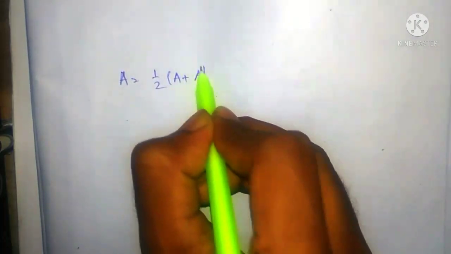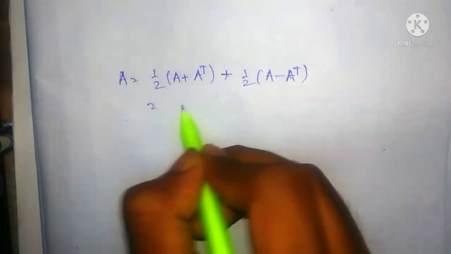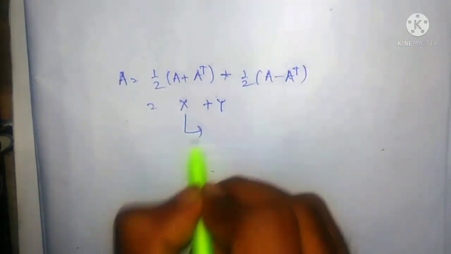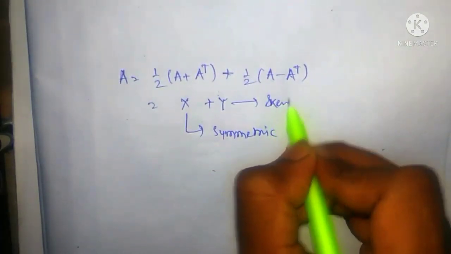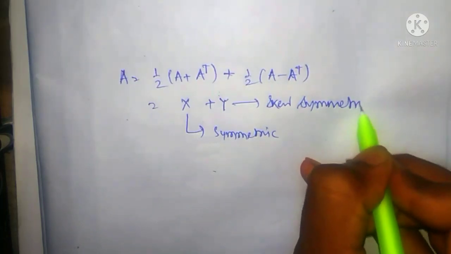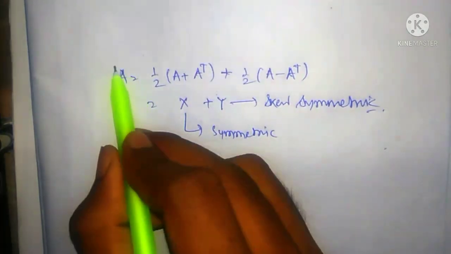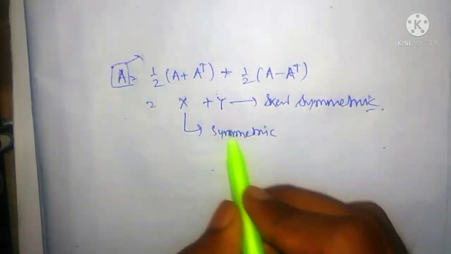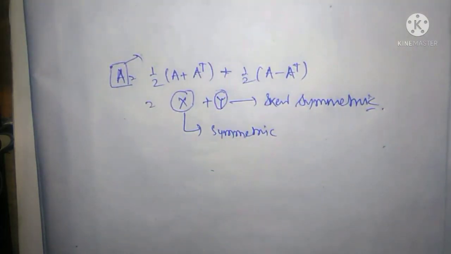Okay, so A equals half of A plus A transpose plus half of A minus A transpose, which equals X plus Y, where X is symmetric and Y is skew symmetric. This is what I wanted to prove: that any square matrix can be written as the sum of a symmetric and a skew symmetric matrix. So that's the example.